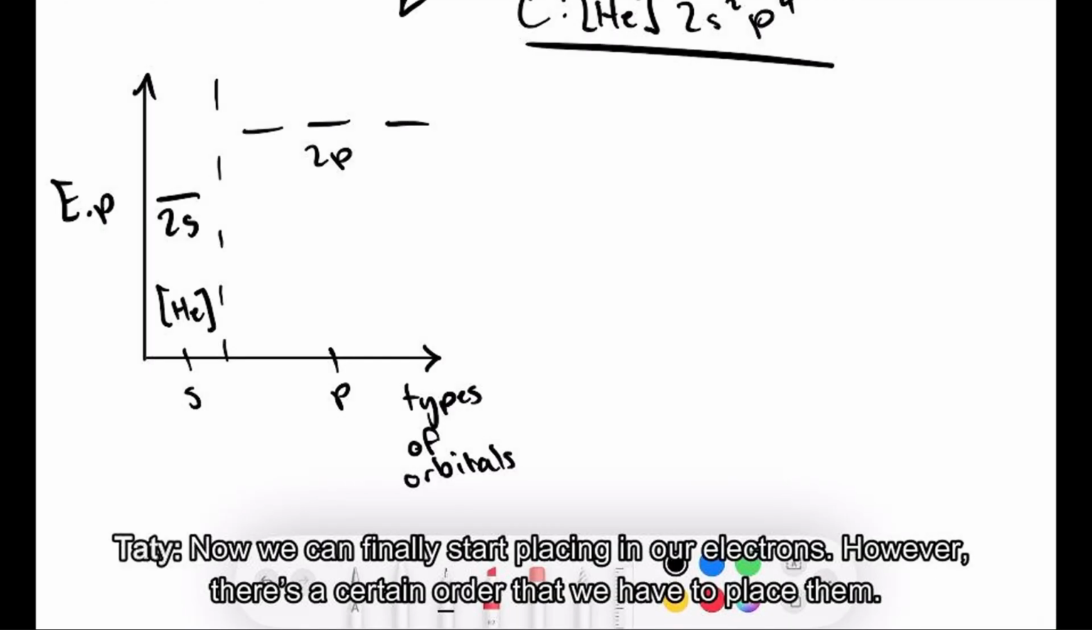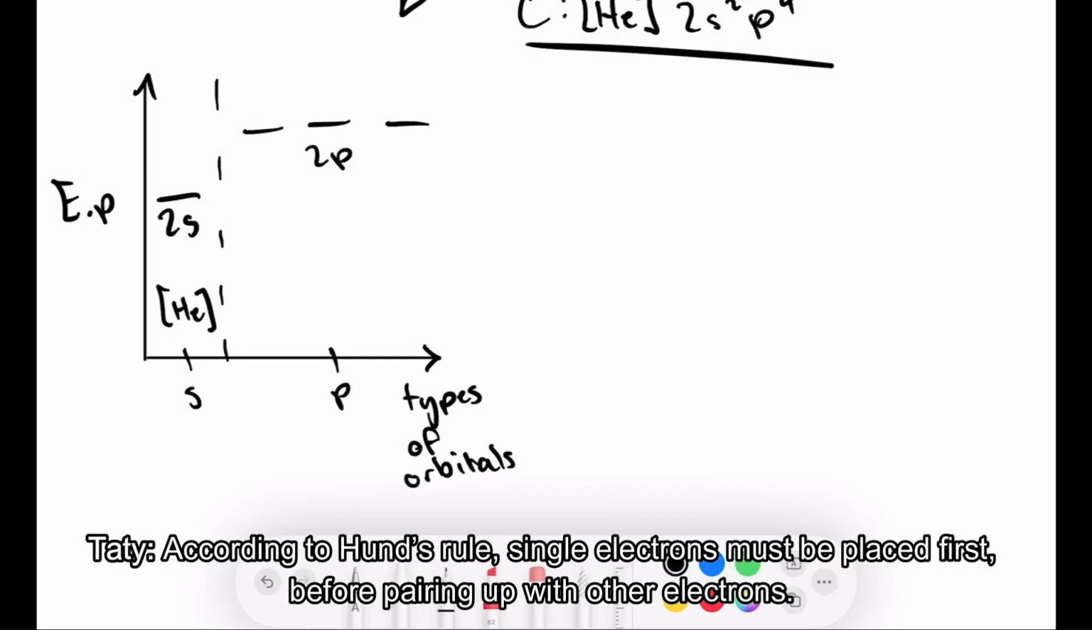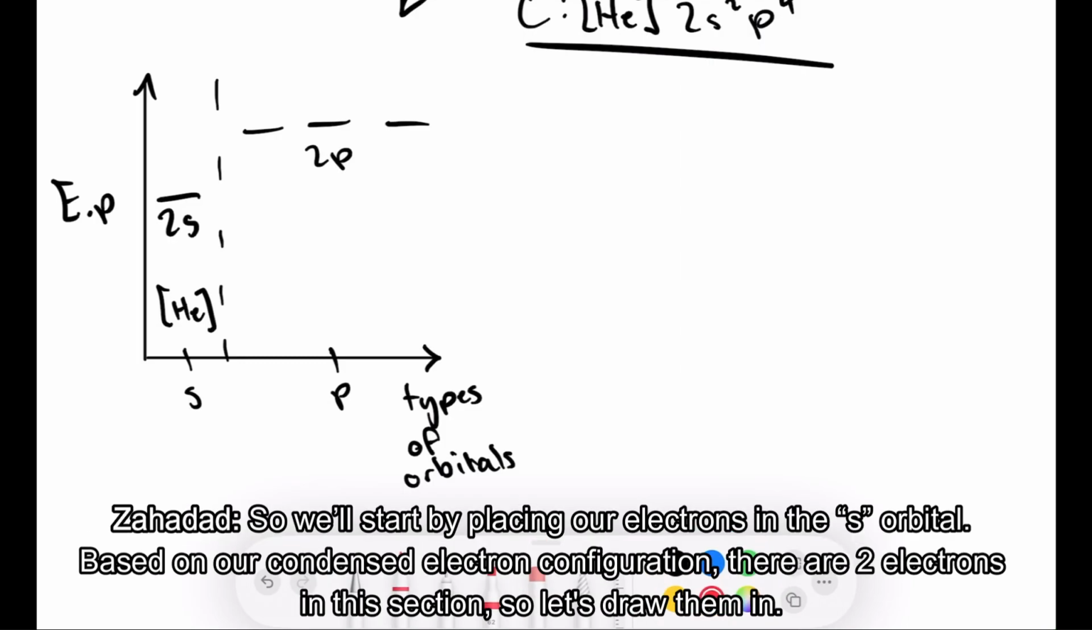Now we can finally start placing in our electrons. However, there's a certain order that we have to place them. According to Hund's rule, single electrons must be placed first, before pairing up with other electrons. So we'll start by placing in our electrons in the S orbital. Based on our condensed electron configuration, there are 2 electrons in this section, so let's draw them in.